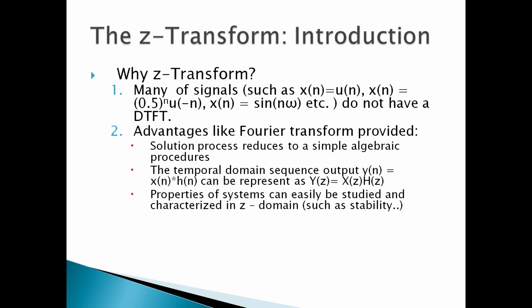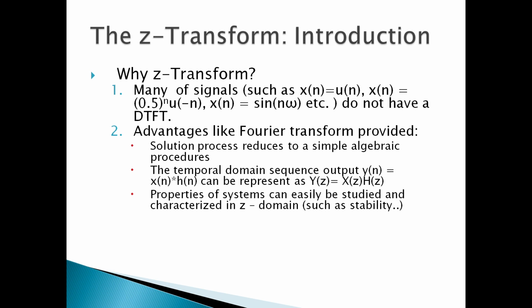So, students, why have we chosen Z transform? As we have already discussed, it is useful for digital transformation of discrete signals, and many signals like u[n], sine, and e^(jωn) do not have a DTFT. For those signals, we need to have Z transform. Z transform has many advantages like Fourier transform.